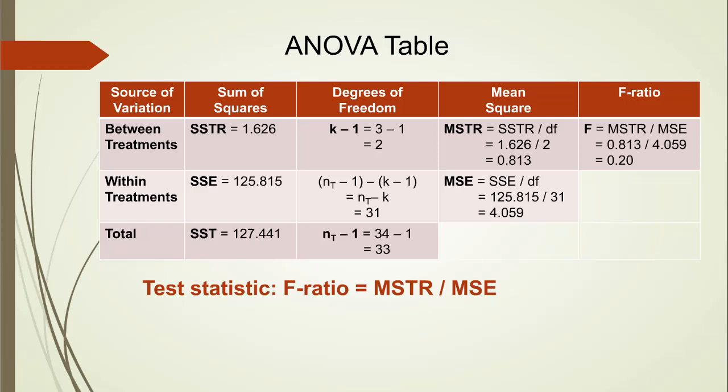The last column of this ANOVA table is for the F ratio. That is also the test statistic for this test. The F ratio can be calculated using MSTR over MSE. We find this to be 0.20.